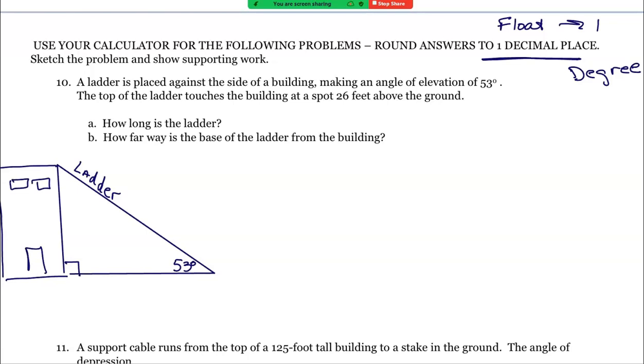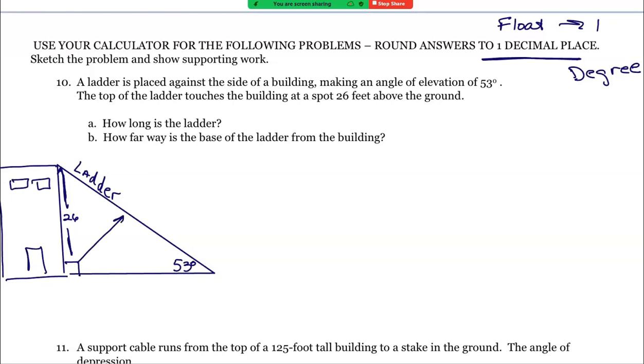They also say the top of the ladder touches the building at a spot 26 feet above the ground. 26 is the height of the building that we're concerned with. Okay, maybe I drew my building as if that's the very top. It doesn't really matter how I drew it. 26 is the number that we want to have for the vertical height. Okay, how long is the ladder? So the ladder's on the hypotenuse, right? It's right across from here.